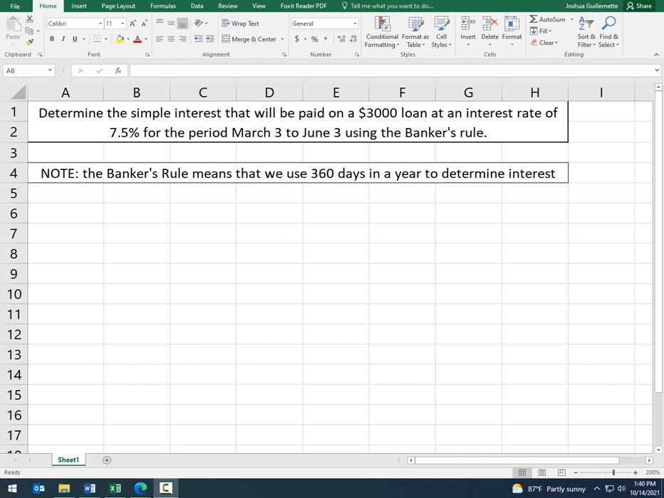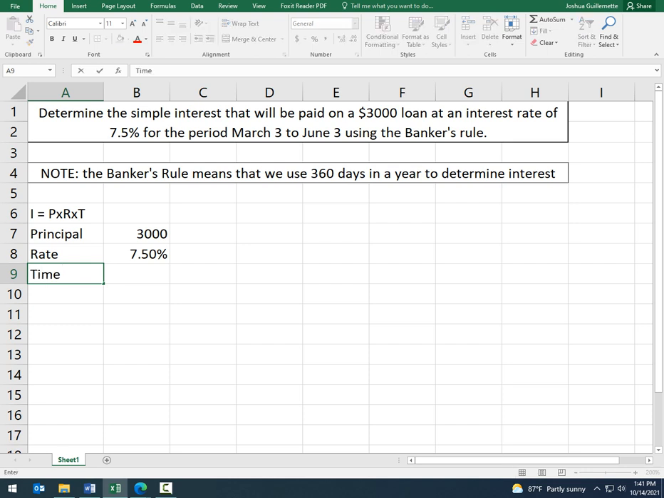Okay? Now, for interest, I have my interest formula. Interest is equal to the principal times the rate times the time. So I need to know what the principal is, and the principal is the $3,000. I need to know what the rate is, and the rate is 7.5%. If I put the percent sign in here, this will convert it to a decimal for me. I got to put the percent sign in there.